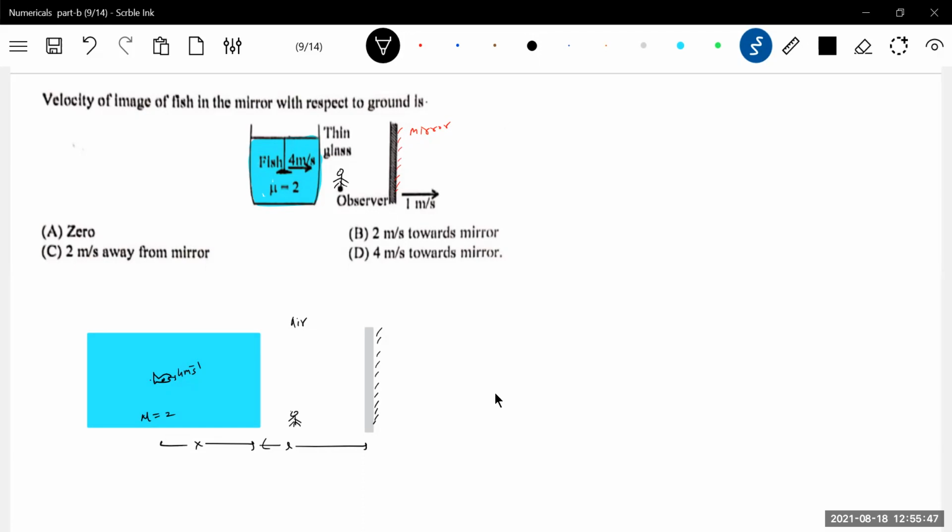For the mirror, where will it appear? It will appear somewhere here, no? This is f1. So what is that f1? x by mu, no doubt, and call this p. This is m.